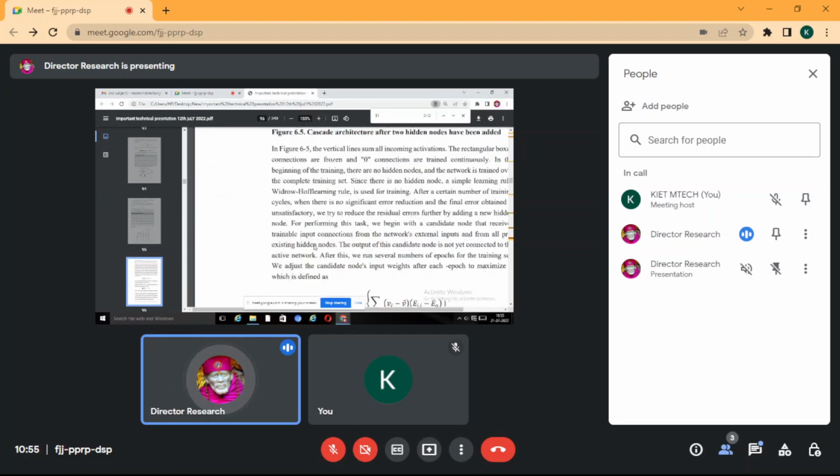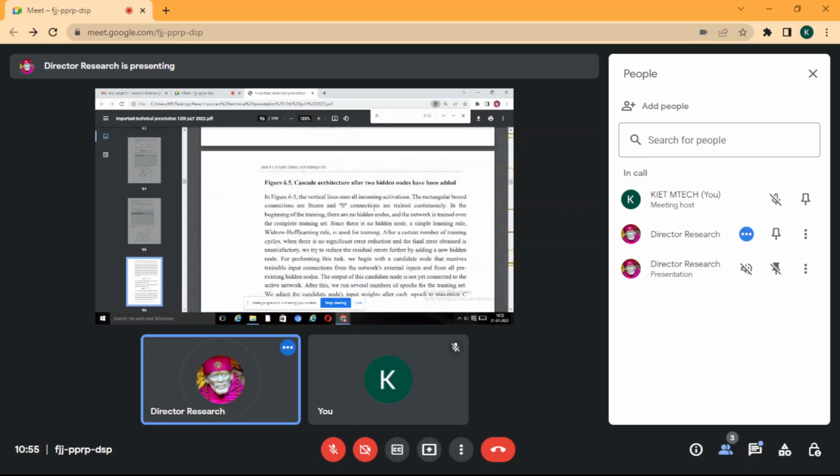In cascade network architecture, the sum of all incoming activities, the rectangular box connections are frozen, and zero connections are trained continuously. In the beginning of training, there are no hidden nodes.